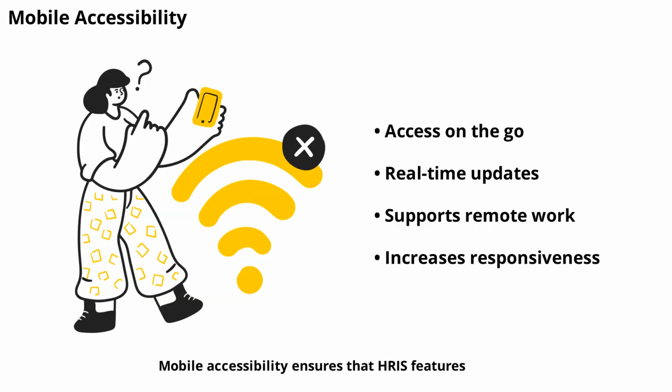Mobile accessibility ensures that HRIS features are available on smartphones and tablets. This allows managers and employees to access schedules, approve requests, and update information on the go. For resource planning, mobile access increases responsiveness and supports real-time decision-making, especially in dynamic or remote work environments.